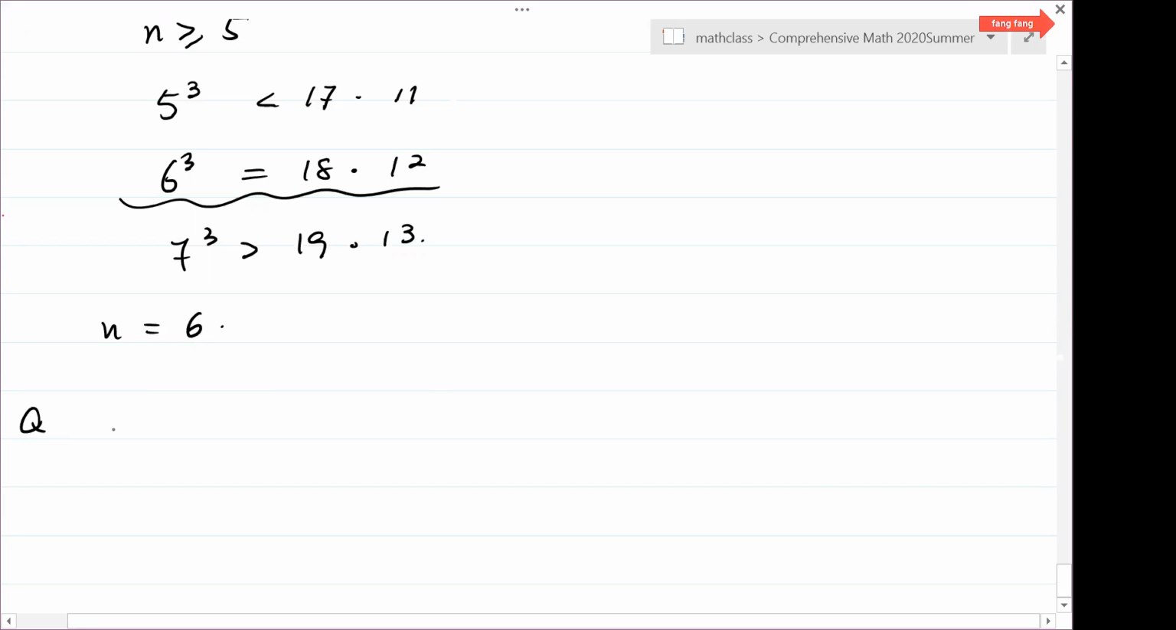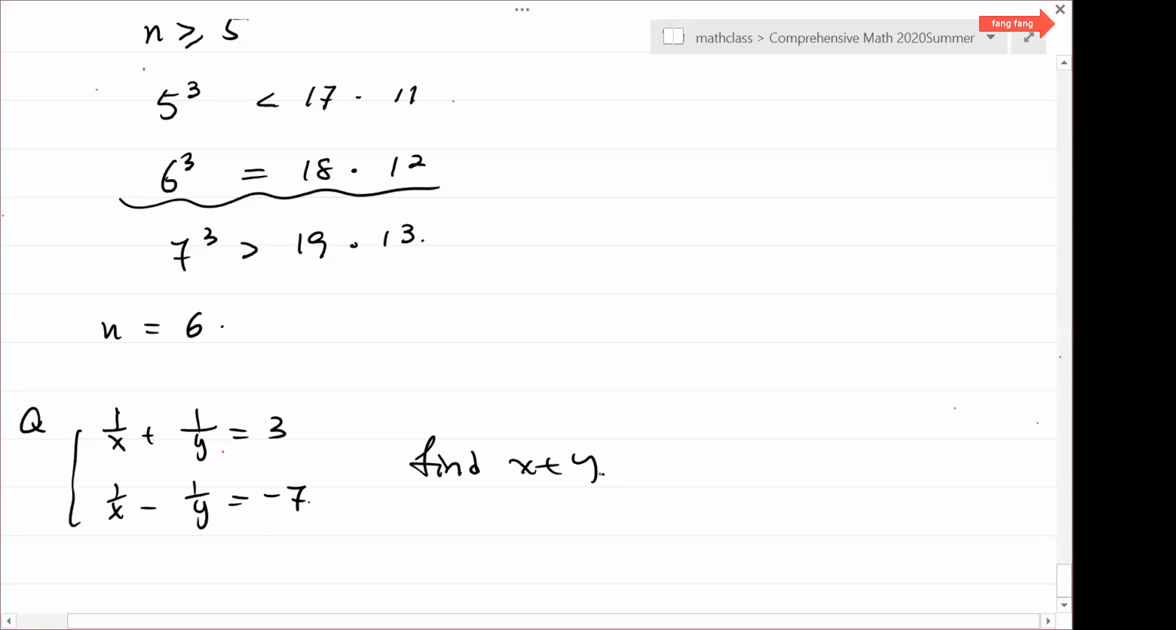All right, my next question will be: 1 over x plus 1 over y equals 3, and 1 over x minus 1 over y equals -7. And we're trying to find x plus y. Okay. All right. How do you solve this?